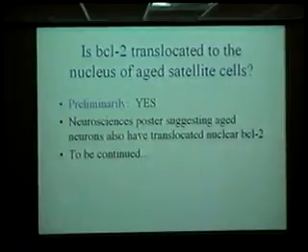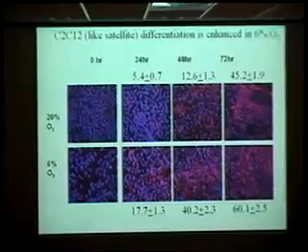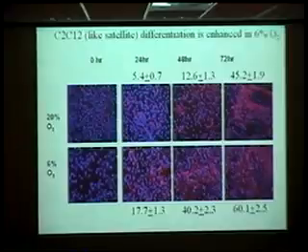So we're not the only ones that are finding this. I just came back from a meeting a couple months ago that suggested that BCL2 in aged neurons is also being pushed to the nucleus where it can't do its normal job. So I've told you there's a proliferative defect, there's an apoptotic defect. We're trying to look at the mechanism of the apoptotic defect.